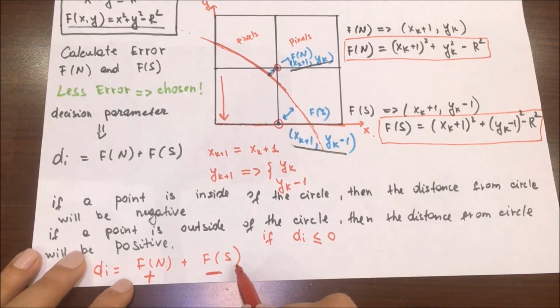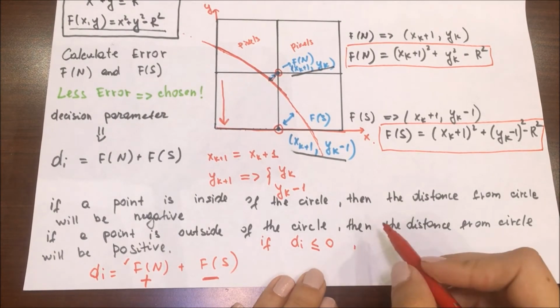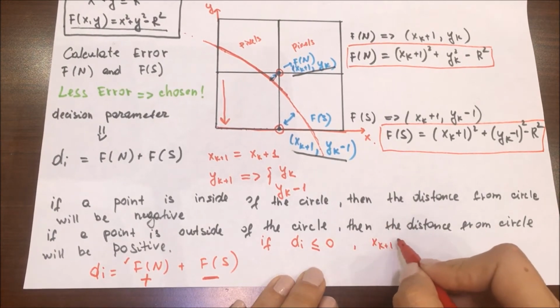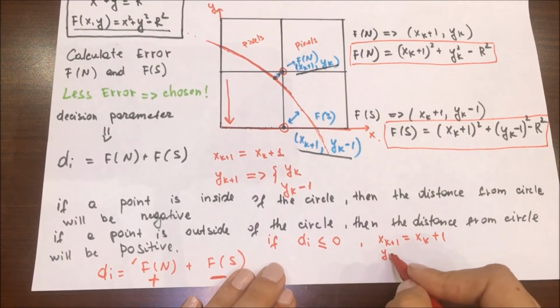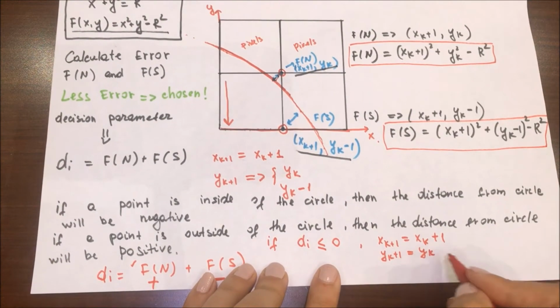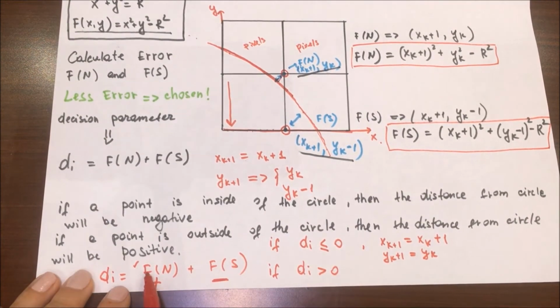If DE is less than or equal to 0, it means that southeast point f of s is greater than east point f of n. It means f of s has greater error. We said that less error will be selected. In this case, f of n will be selected, and the coordinates of f of n are xk plus 1, yk.